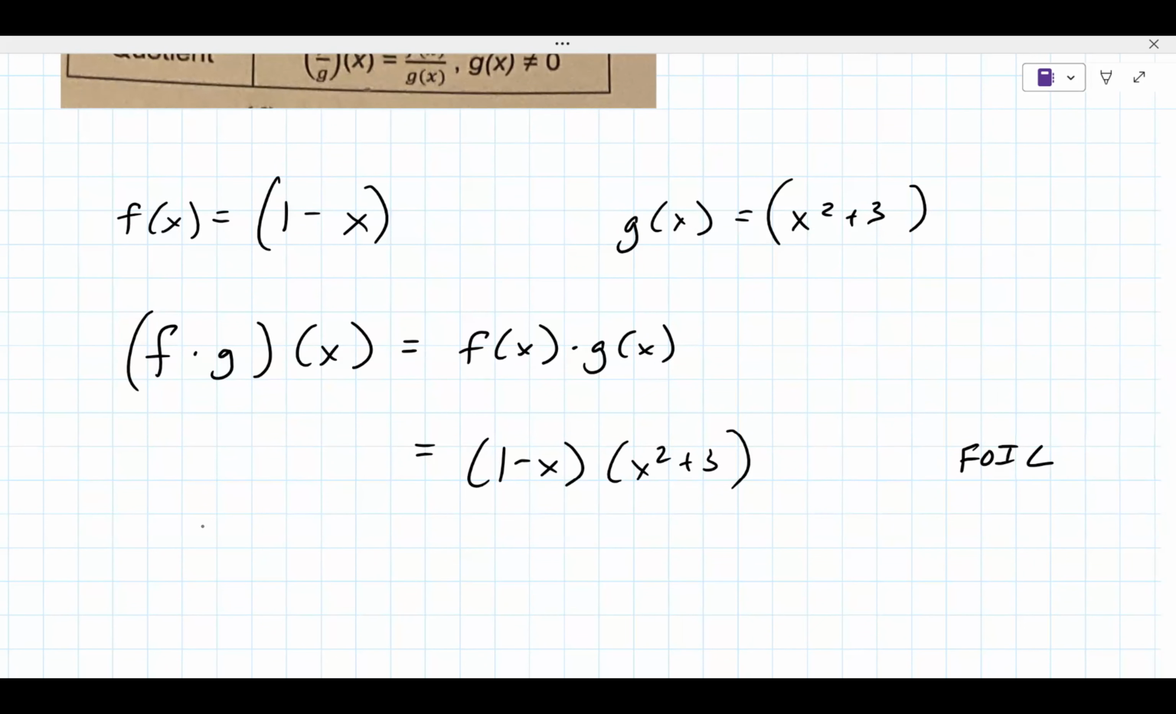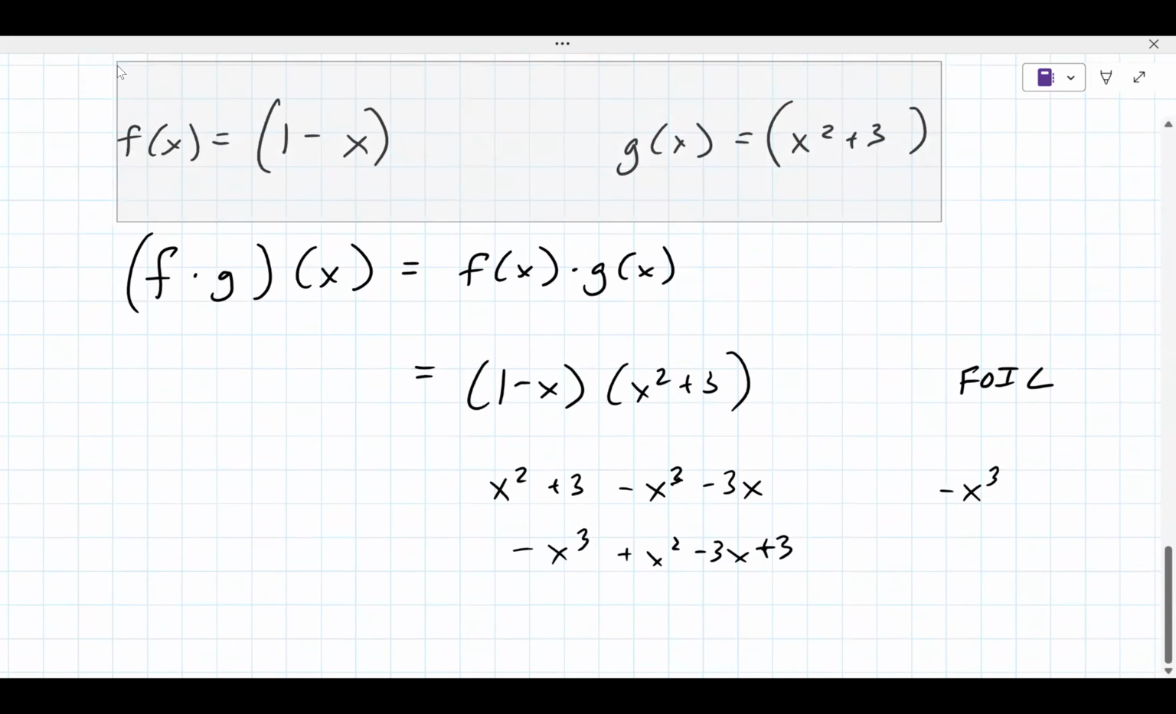Yeah, so I get minus x cubed plus x squared minus 3x plus 3. I missed some of that. So it's x squared plus 3, the first part, minus x cubed minus 3x. So minus x cubed plus x squared minus 3x plus 3. Does that match what you have? Yes. Okay.